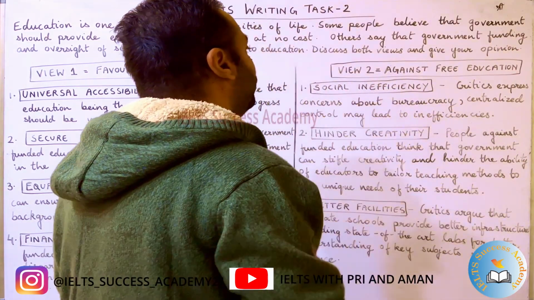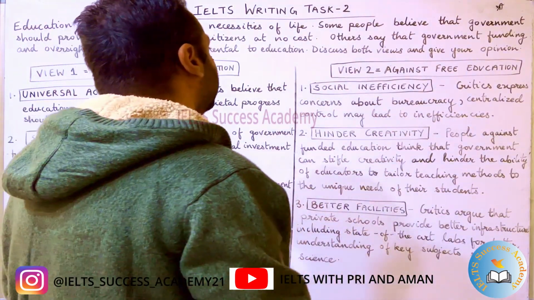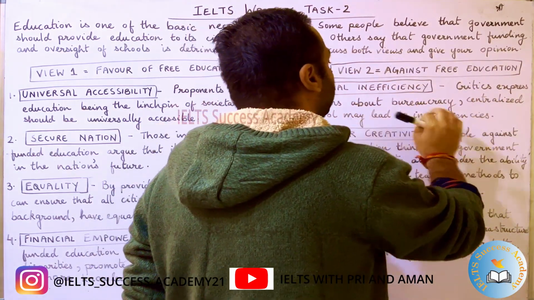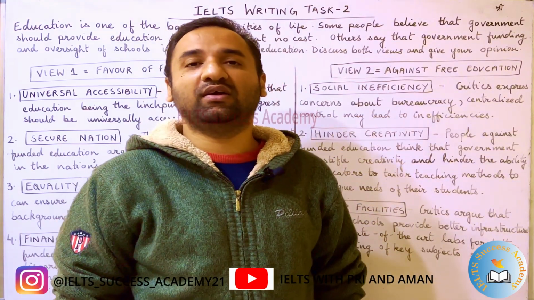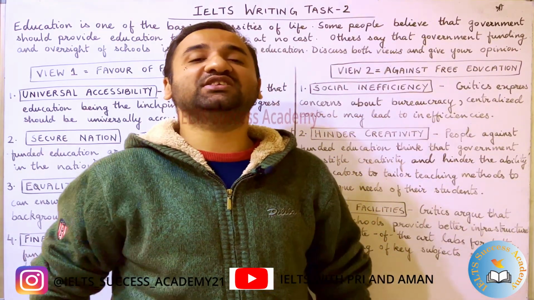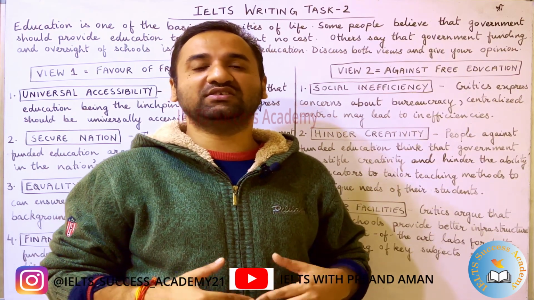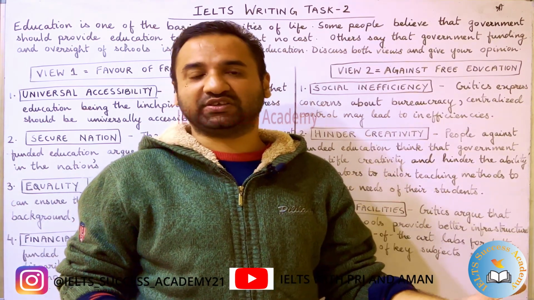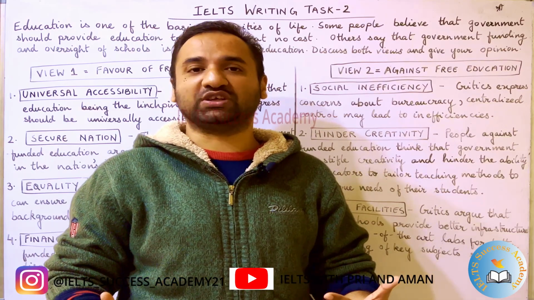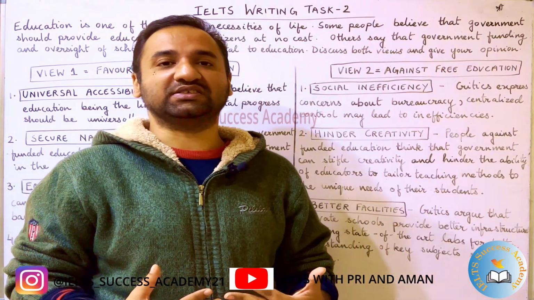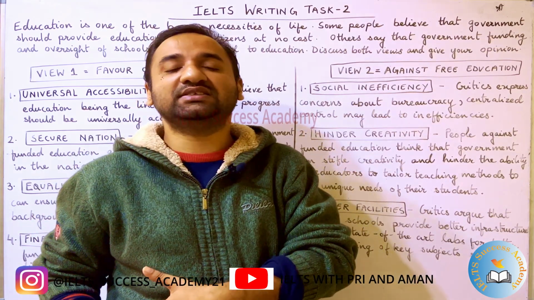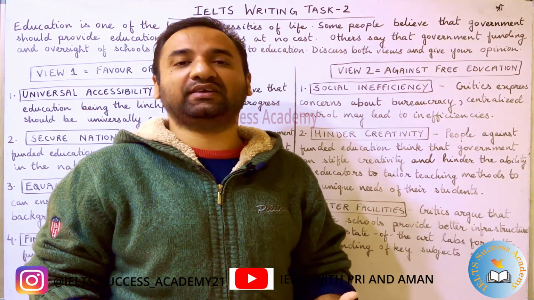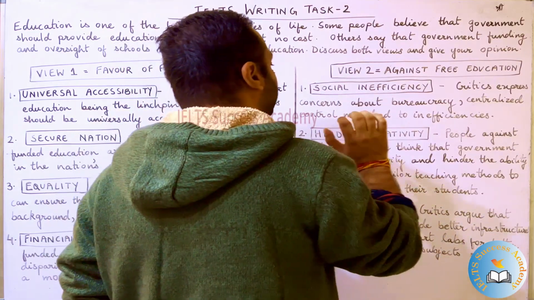Now let's look at view number two: against free education. Bureaucratic inefficiency. Critics express concerns about bureaucracy. Centralized control may lead to inefficiency and increased bureaucracy. In certain countries, there is a lot of bureaucracy. Files are transferred from one administrator to another administrator. This leads to delay in projects and it leads to inefficiencies. Critics say that these kinds of inefficiencies will hamper education and be detrimental to society.